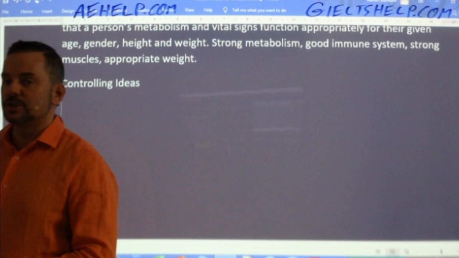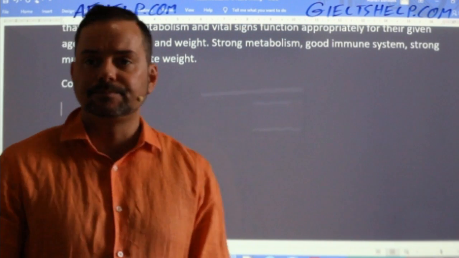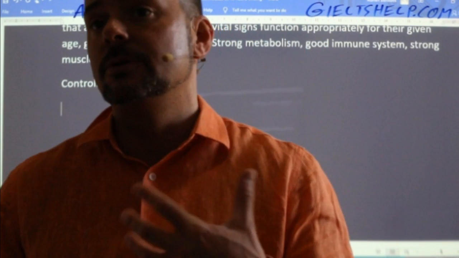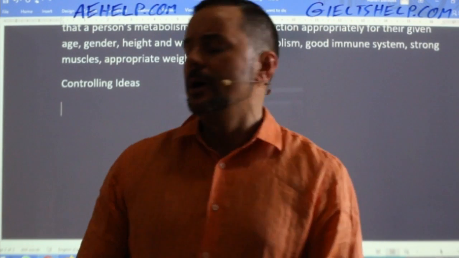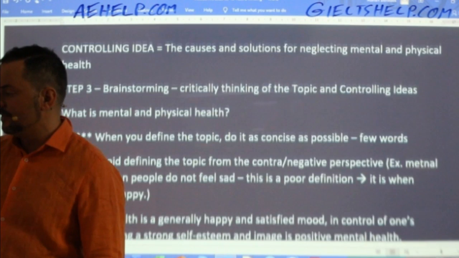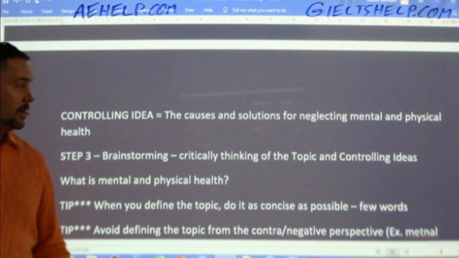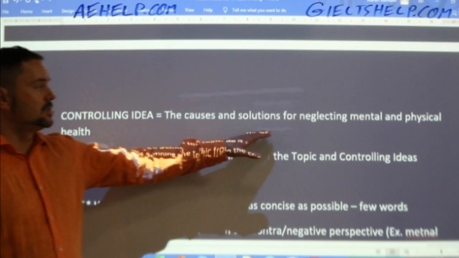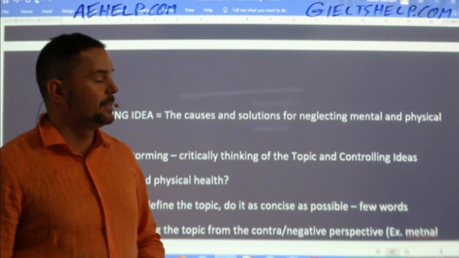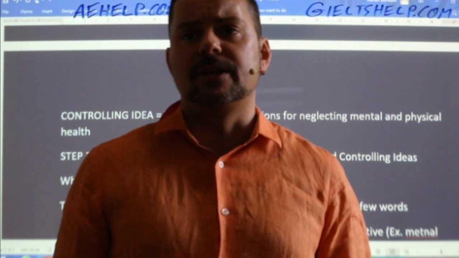What's the first question that I can ask here? Yeah, Preeti, exactly. Good vital signs. So strong immune system, good vital signs. All right. What's the question that I should ask for the controlling ideas? Let's hop back a little bit here. Remember the controlling idea, the causes and solutions for neglecting mental and physical health. So, what's the first question that I should ask?